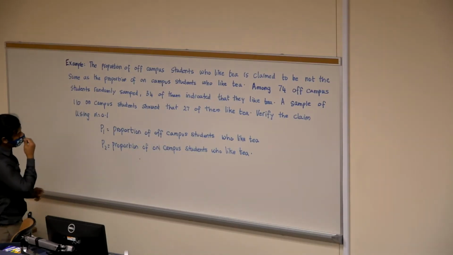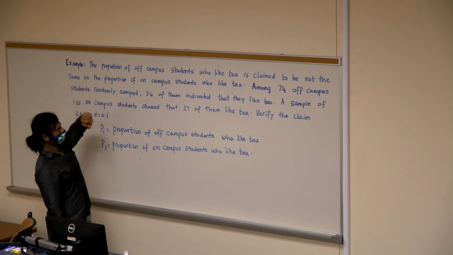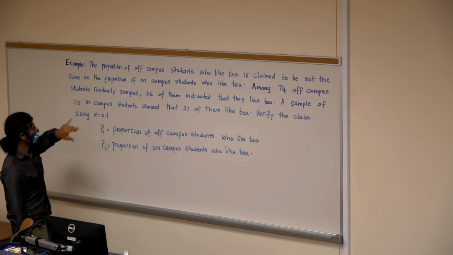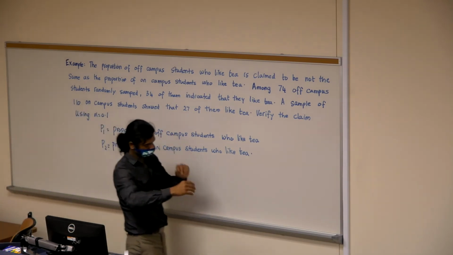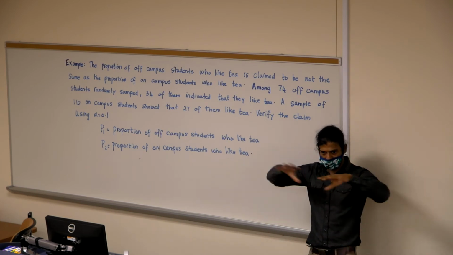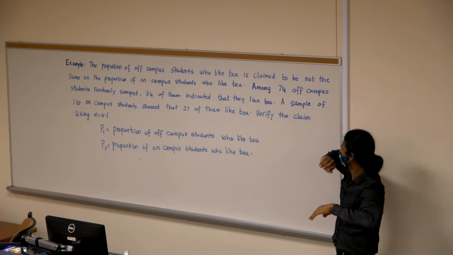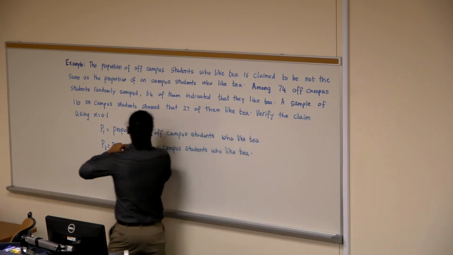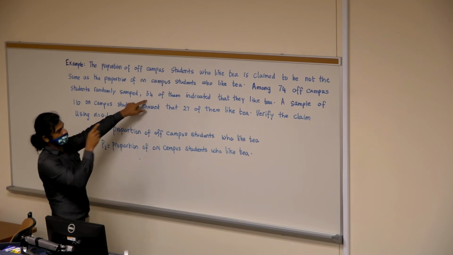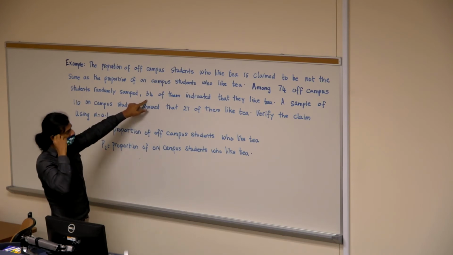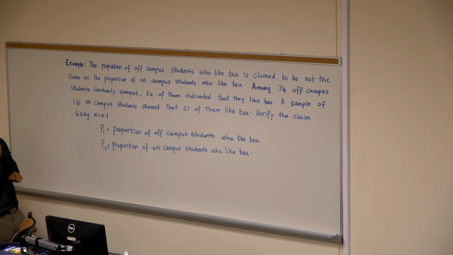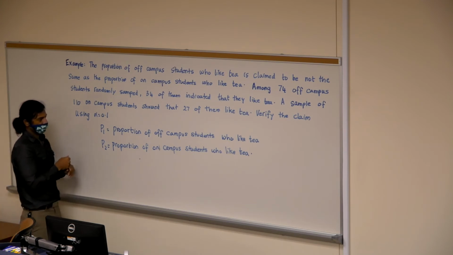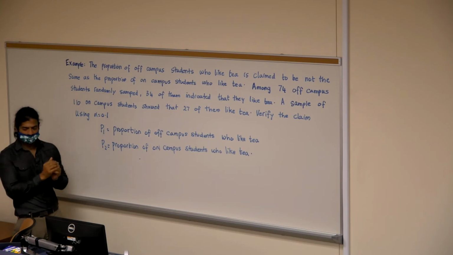So our objective here is to compare, well, it is claimed that the proportion of off-campus students who like tea is claimed to be not the same as the proportion of on-campus students who like tea. We collected a sample, two of them, clearly off-campus, on-campus, they are independent samples. I designed the problem in such a way that the assumptions are satisfied.